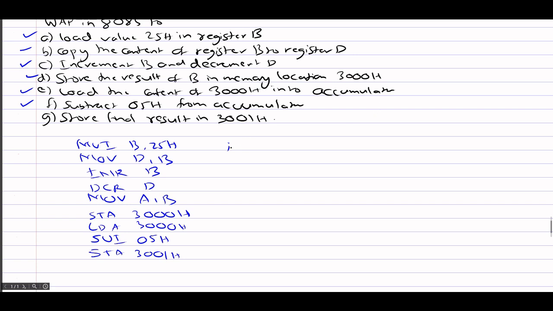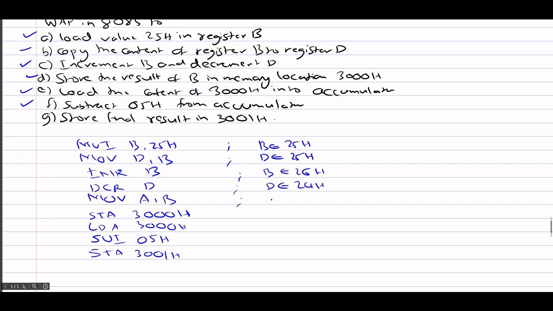Okay, we'll keep a value and then see how it goes. Here we place 25H in register B, we've moved the same value in register D, we've increased register B by 1, which means 25H goes to 26H. We've decreased register D by 1, which means we go to 24H.